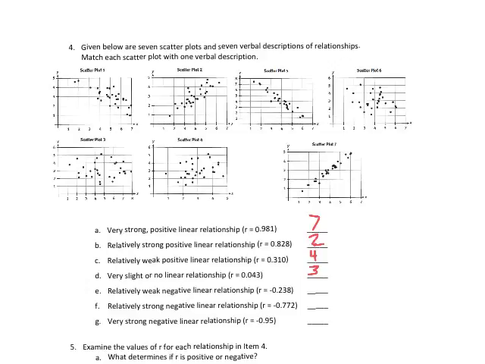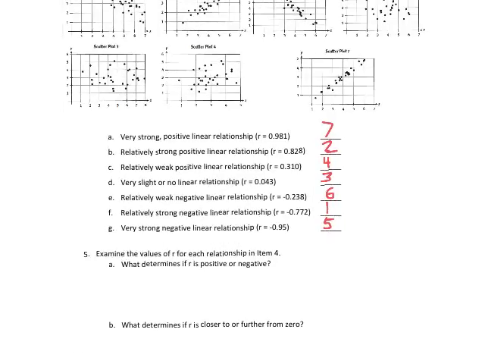Relatively weak negative relationship. What do you think? 6. That's good. Relatively strong negative relationship. 1, yep. And then the very strong negative relationship. 5, good. All right, so looking at my R values, let's answer number 5.